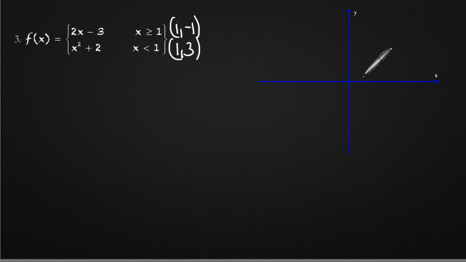So over 1, down 1, and we're going to put a closed circle. And we're going to make the slope positive. So we're just going to go up from there, and that should be good enough. It's just a sketch. And then we're going to go to 1, 3, and we're going to put an open circle there.